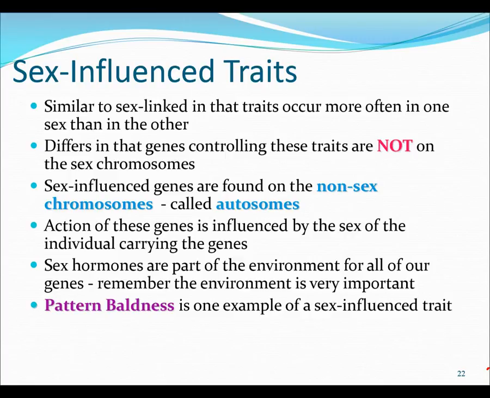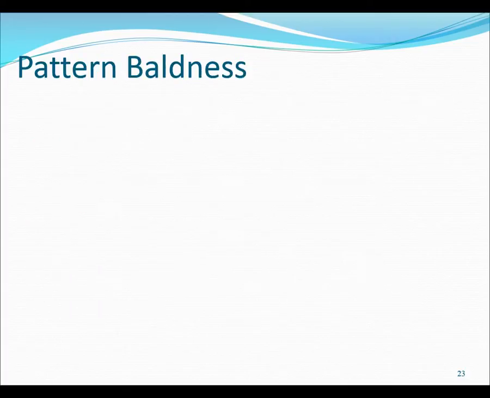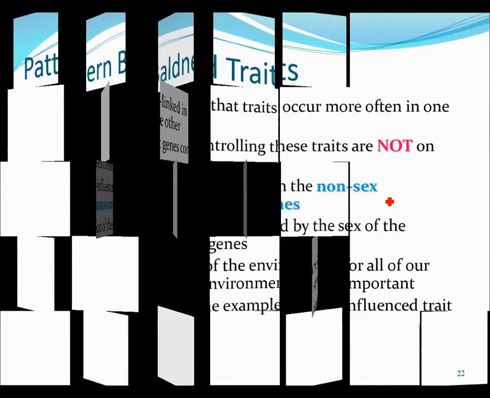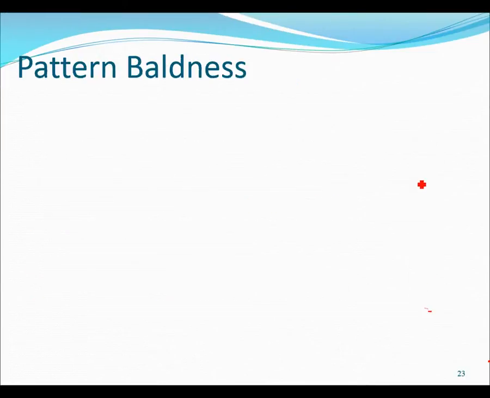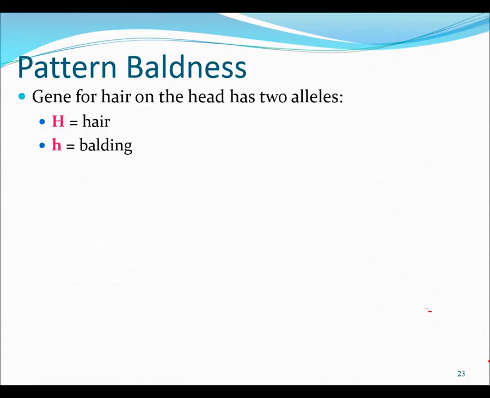All right, so what we want to look at as our example is male pattern baldness. Let's look at the alleles for male pattern baldness. The gene for hair on the head has two alleles. Capital H says you're going to have hair on the head. The lowercase h says you're going to be balding.